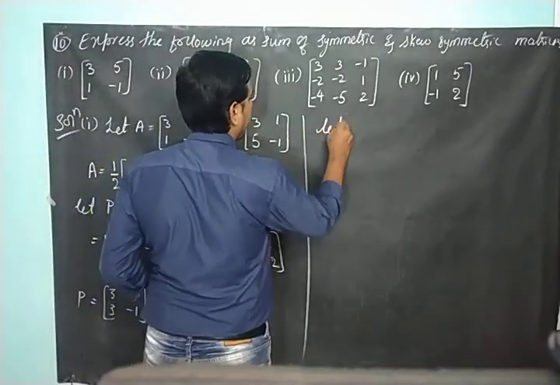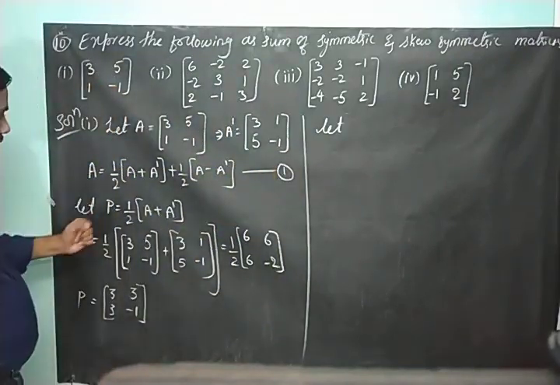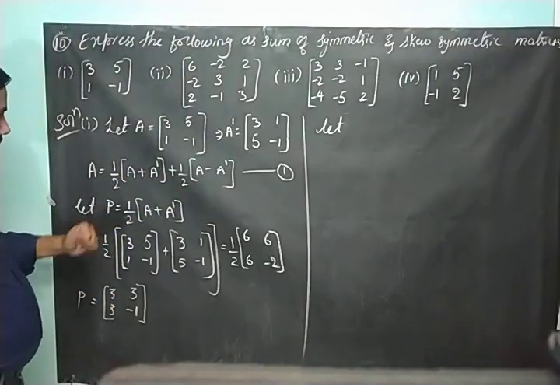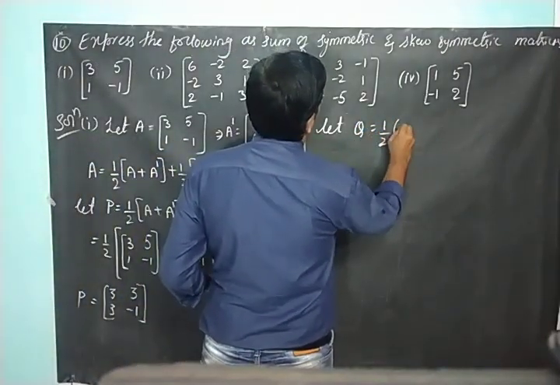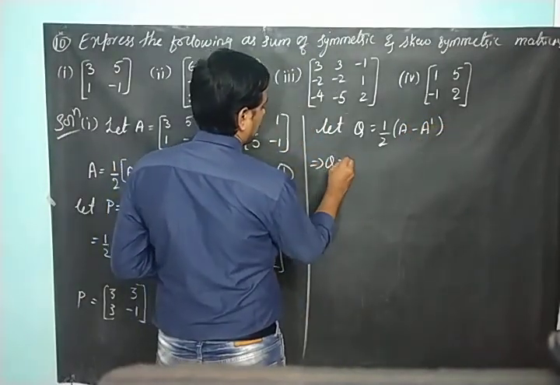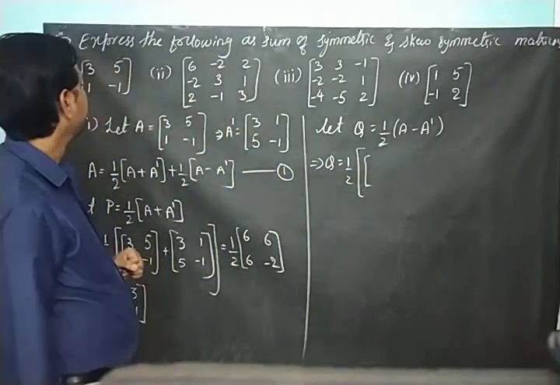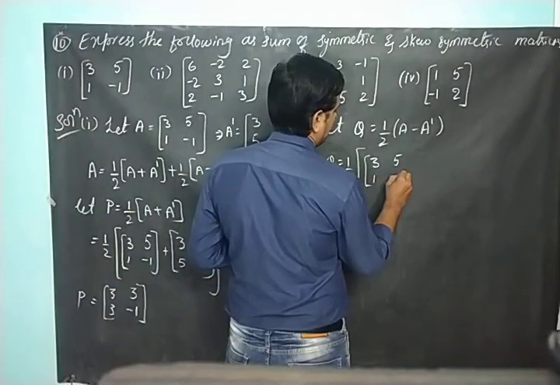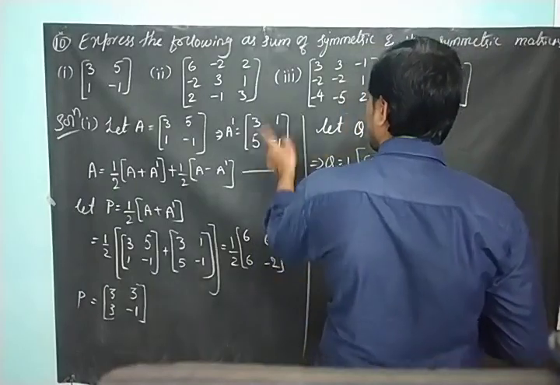Let us mark this equation as equation 1. So we have calculated this part. Let us calculate this one, A minus A transpose. Let Q is equal to half of A minus A transpose. What is A here? 3, 5, 1, minus 1. And what is A transpose? 3, 1, 5, minus 1.